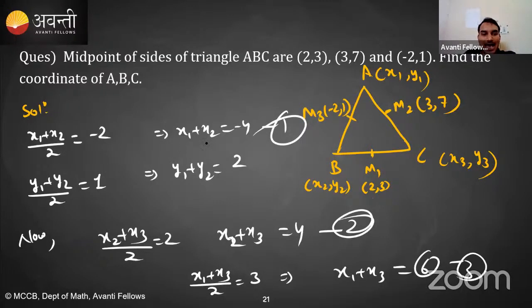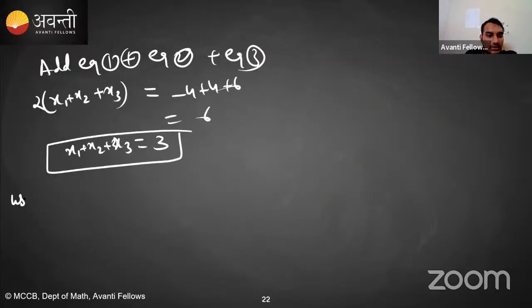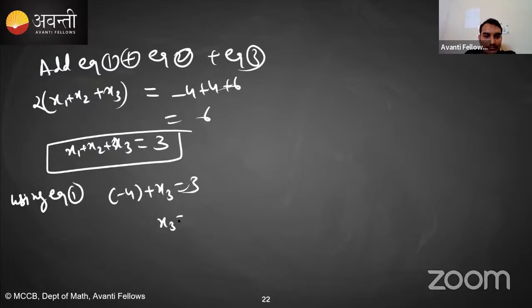What does equation 1 say? x1 plus x2 is minus 4, right? So using equation 1 again, x1 plus x2 is minus 4. So minus 4 plus x3 is 3. So x3 comes out to be 7.